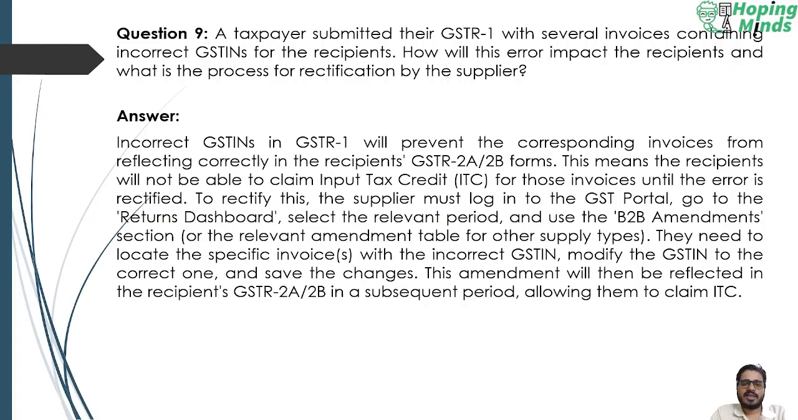They need to locate the specific invoices with the incorrect GSTIN, modify the GSTIN to the correct one and save the changes. This amendment will then be reflected in the recipient's GSTR2A or 2B in the subsequent period, allowing them to claim the input tax credit. Such amendment is allowed only once.